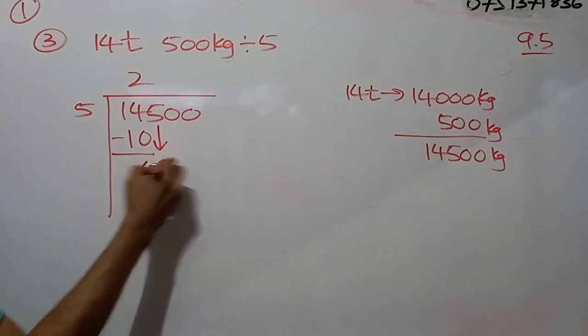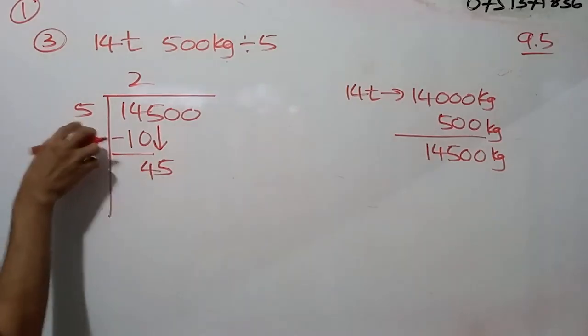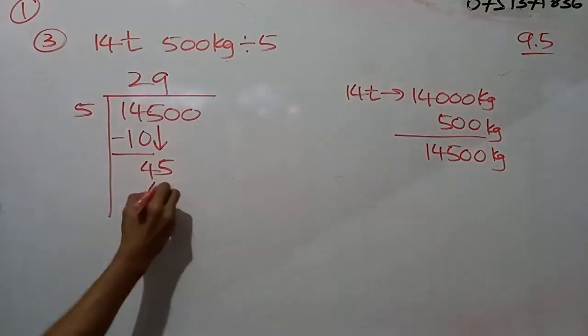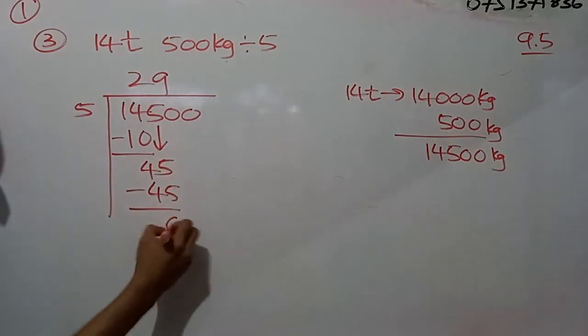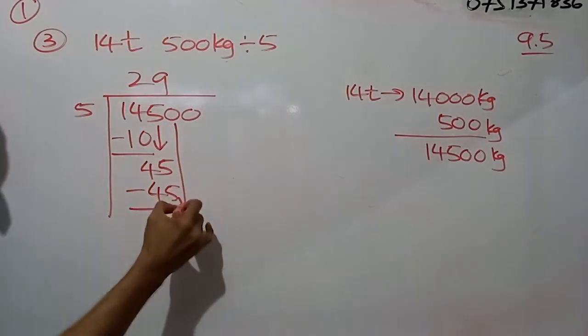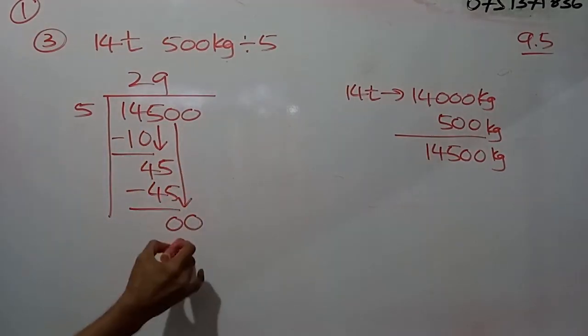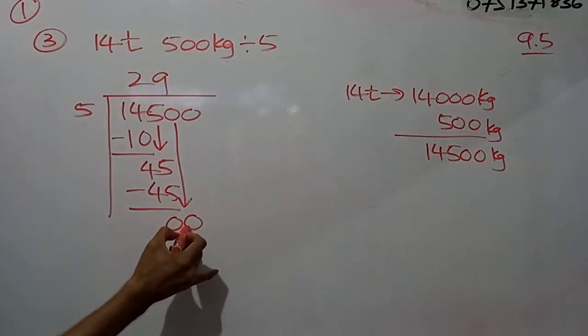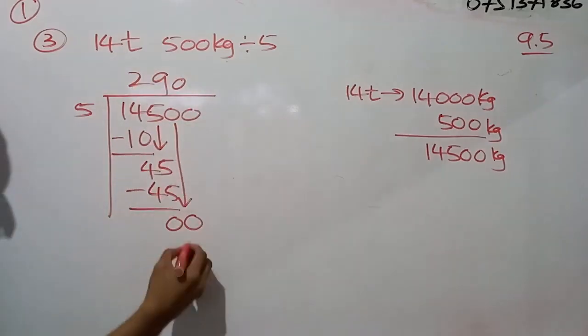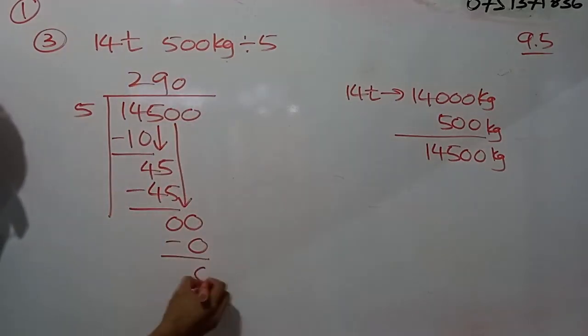Now get this 5, altogether 45. How many 5s are there to 45? Exactly 9. 5 times 9, 45. 45 minus 45, we get 0. Now I will complete the division. Now drag down this 0. Altogether 0. How many 5s are there to 0? 0. So we put a 0 here. 5 times 0, that is 0. 0 minus 0, we get a 0.